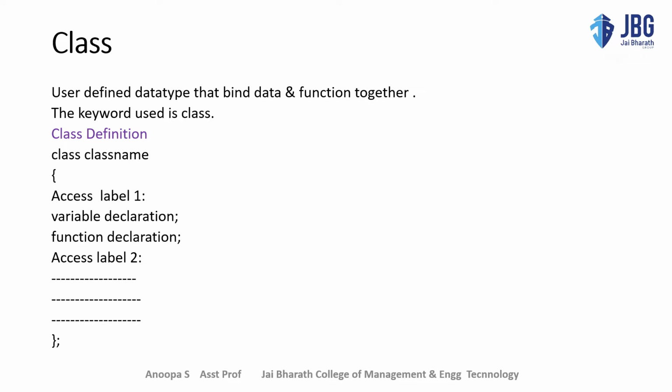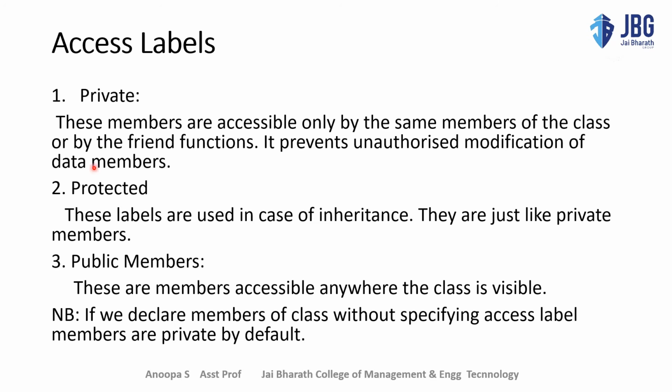Now, access labels are of three types: public, private or protected. So we will see the features of each of them. This one is easy. First, public members are accessible anywhere the class is visible. So wherever in the program the class is visible, the members can be accessed. Those are called public members.